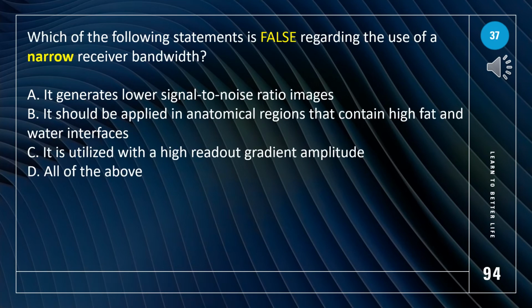Which of the following statements is false regarding the use of a narrow receiver bandwidth? A. It generates lower signal-to-noise ratio images. B. It should be applied in anatomical regions that contain high fat and water interfaces. C. It is utilized with a high readout gradient amplitude. D. All of the above. D. All of the above are wrong.